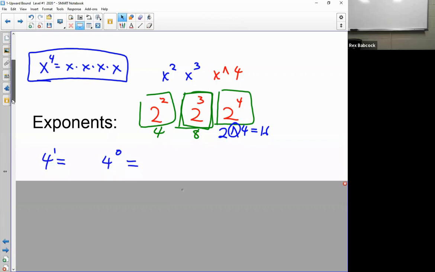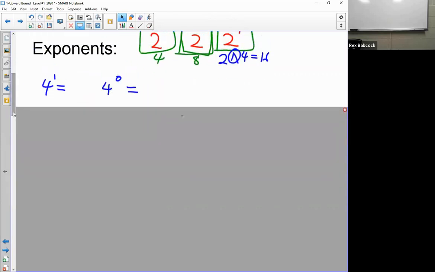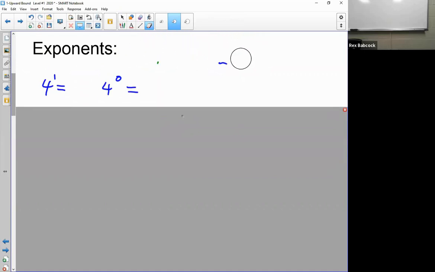Well, let's look at some exponent questions. Here's some that we should know. Let's start with numbers first. What is 4 to the 1st power? Say it to yourself. Yes, it's 4. Do it with or without a calculator. What's 4 to the 0 power though? What is that?